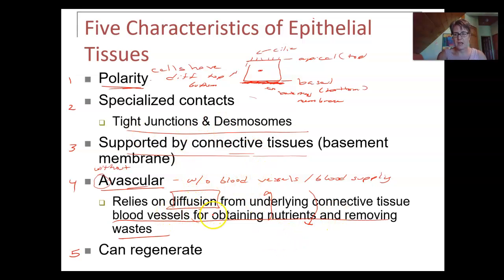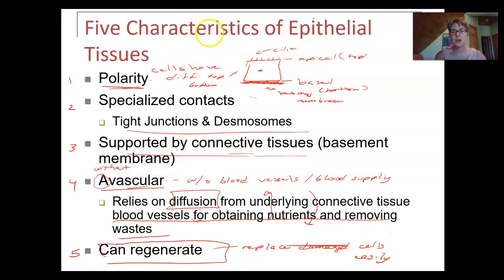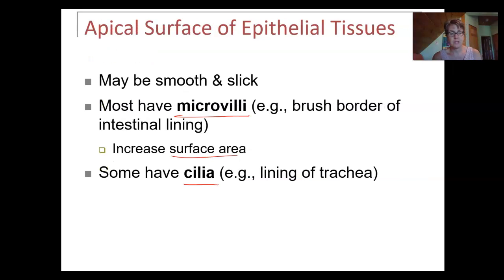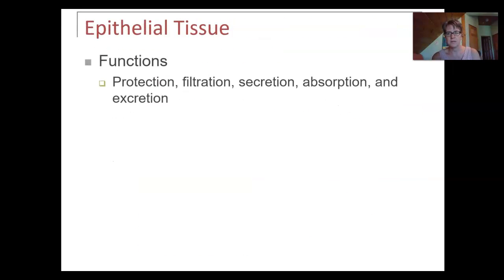That's crazy. And the other thing about epithelial tissue is that they easily regenerate, right? Replace damaged cells easily. Okay. And that's 5 characteristics, not functions. That's who I am. If I'm this, I'm an epithelial tissue. I have polarity, I have specialized cell junctions, I have a basement membrane underneath, I have no blood vessels, but I can readily regenerate and do mitosis.